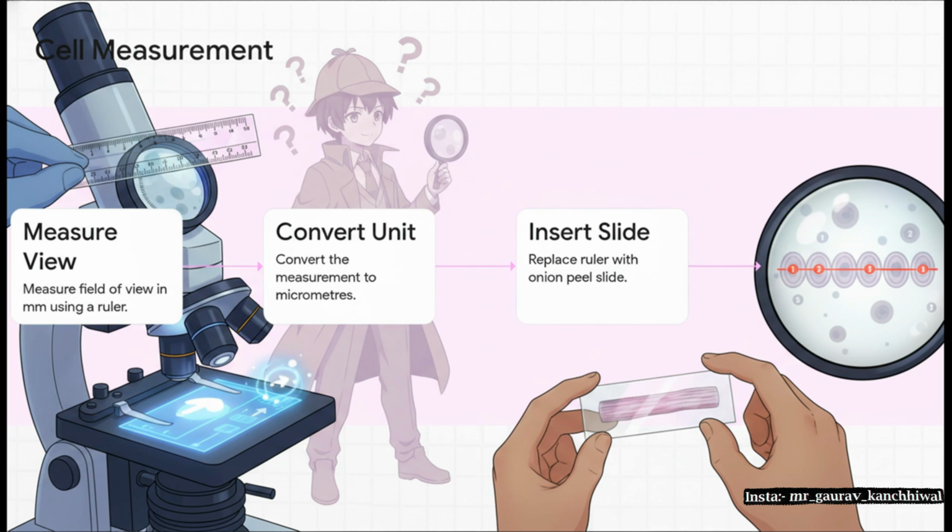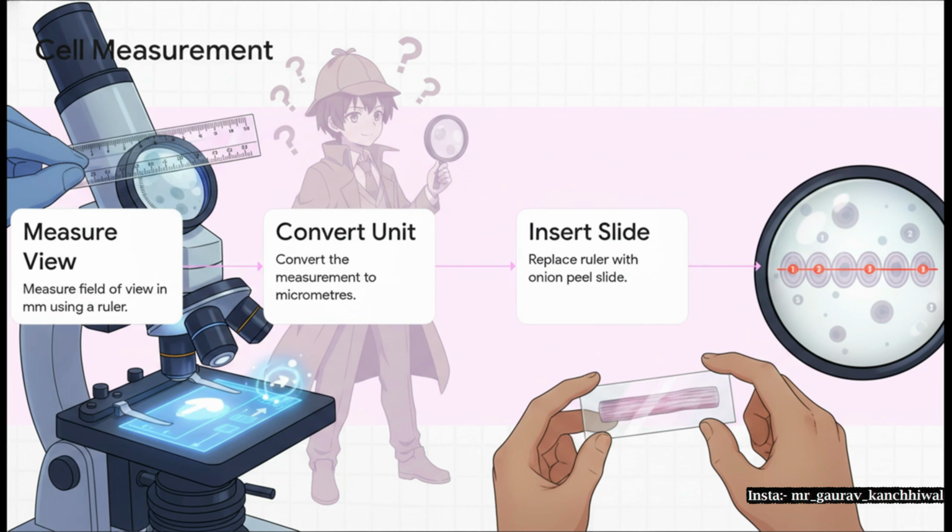First, you take a transparent ruler with millimeter markings, and you place it right there on the microscope stage. You look through the eyepiece and measure the total diameter of your circular field of view in standard millimeters. Second, you convert that number into micrometers. Step 3, you take the ruler away entirely and replace it with your onion peel slide. And finally, Step 4, you simply count how many individual cells line up straight across that exact same diameter.